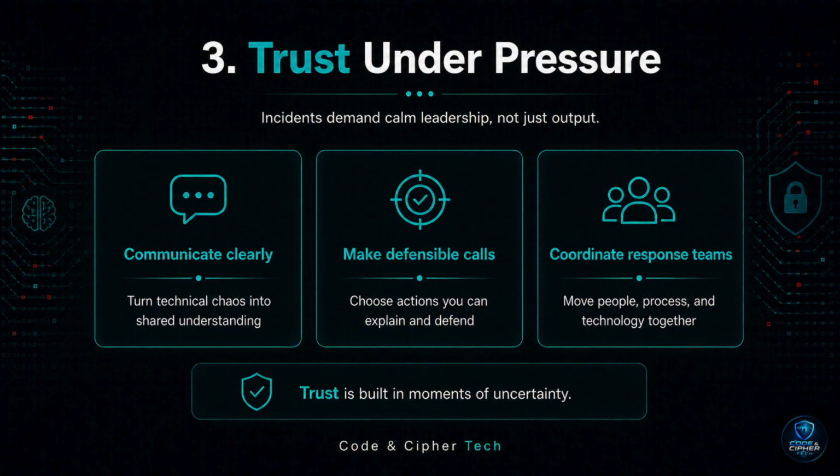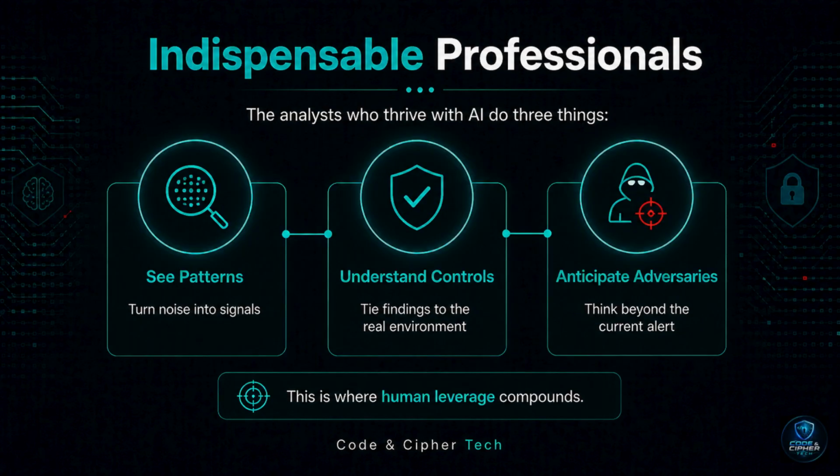The professionals who would be displaced by AI are the ones performing tasks AI was always going to automate. For example, checklist execution, report formatting, and rote analysis. The professionals who will remain indispensable are the ones who see the patterns beneath the surface, the ones who understand why controls exist, not just what they are, the ones who understand how adversaries think, not just what they've done. That understanding doesn't come from memorizing tools. It comes from developing judgment. AI gives you more time to develop it.